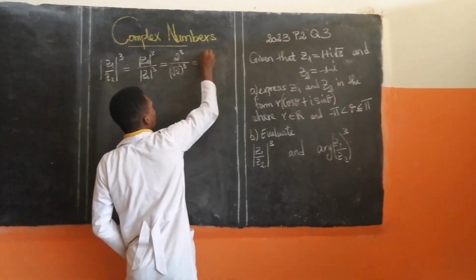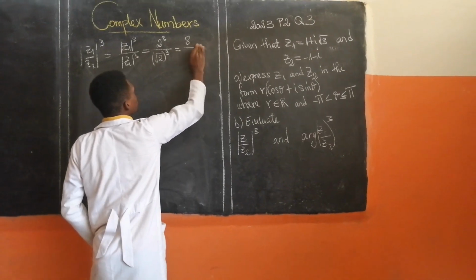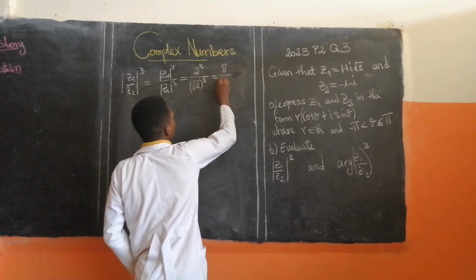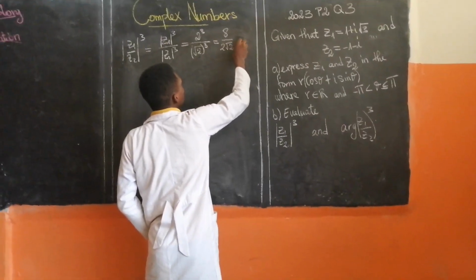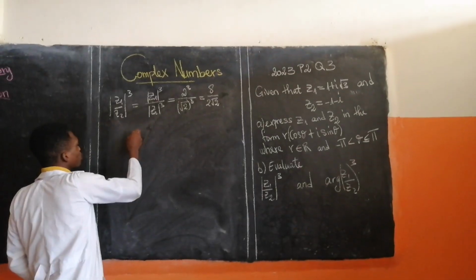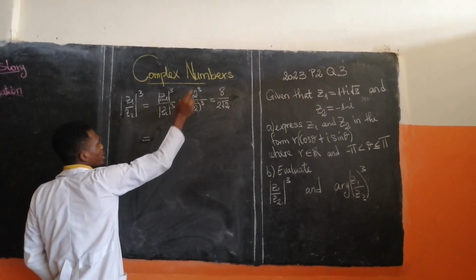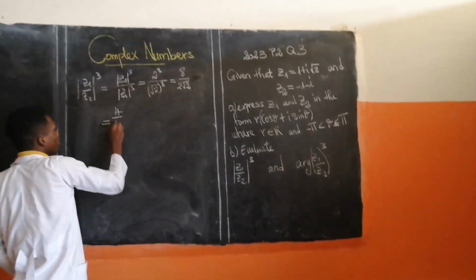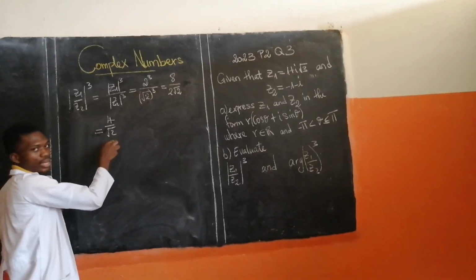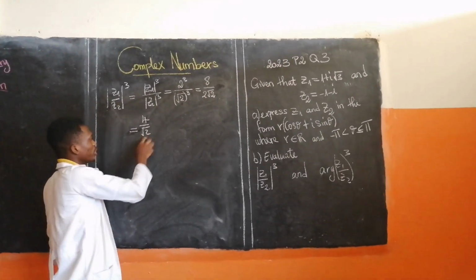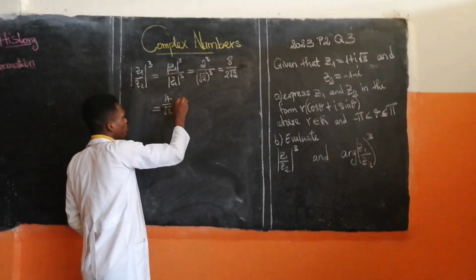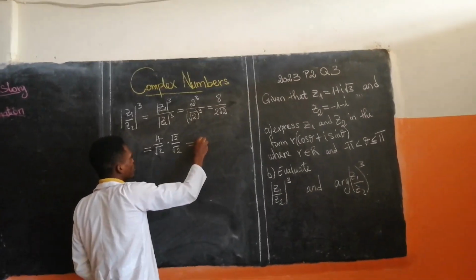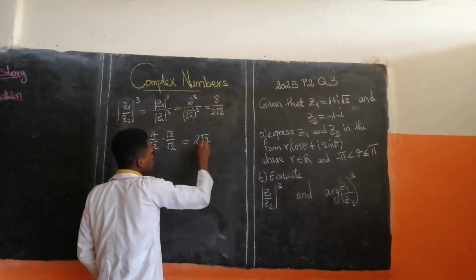If we continue, we are going to have 8 divided by 2 root 2. The 2 can cancel, so we are left with 4 over root 2. But we never leave a radical in the denominator, so we rationalize by multiplying top and bottom by root 2. And finally we are left with 2 root 2.